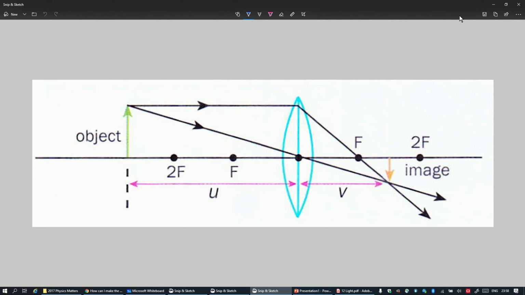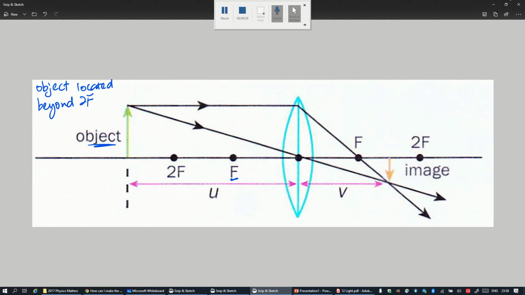When the object is located beyond 2f. So you can see this is f, this is 2f, and the object is located beyond 2f. What kind of image is formed?